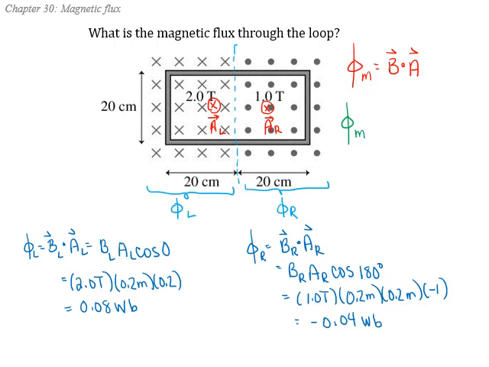Our total magnetic flux then is what we get if we add those two together. That turns out to be equal to 0.04 Webers. That's the net magnetic flux through that loop. That our net magnetic flux is positive means there are more magnetic field lines which are parallel to the area vector rather than anti-parallel. If more lines were anti-parallel, then it would be a negative flux.